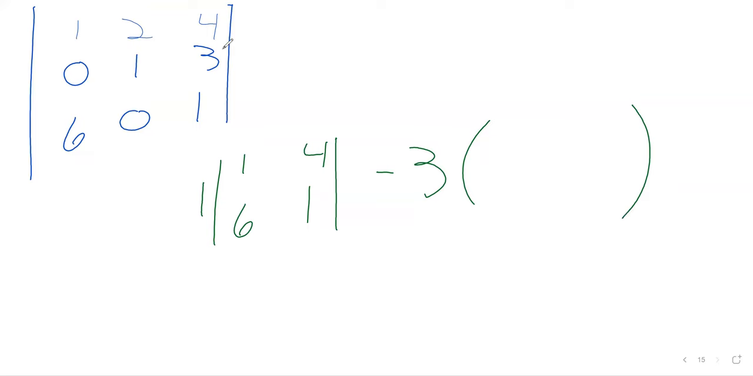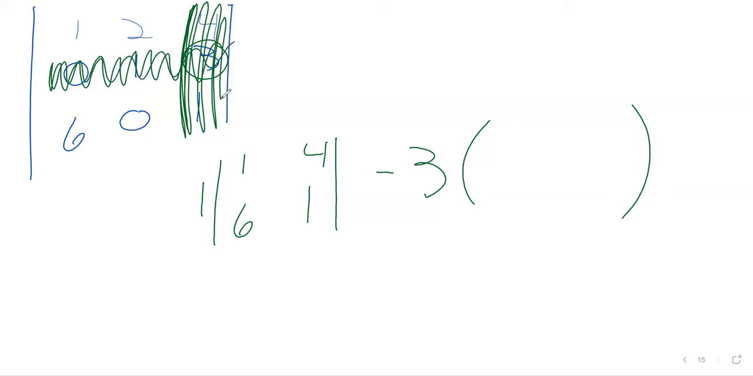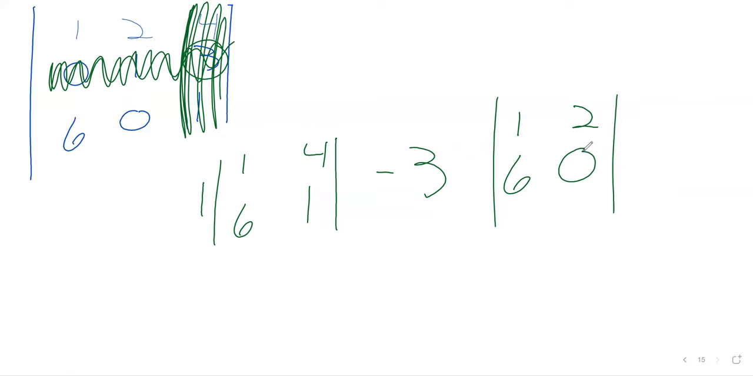The 3 is there. And if we scribble out the column and we scribble out the row that the 3 is occupying, we get basically a 2x2 matrix. And we take the determinant of that 2x2 matrix. And then, well, what are these determinants?